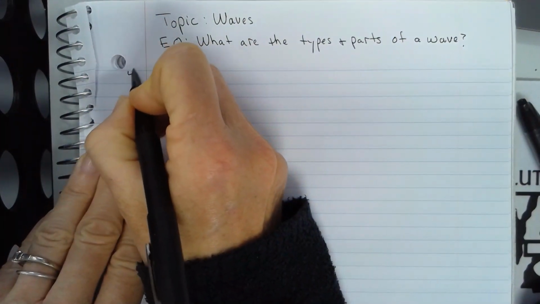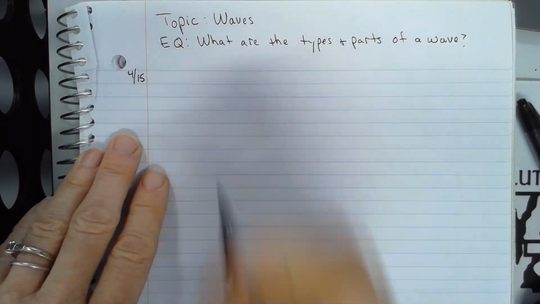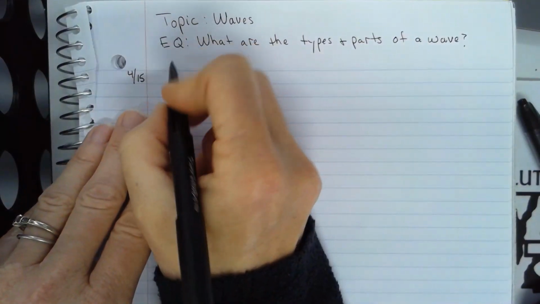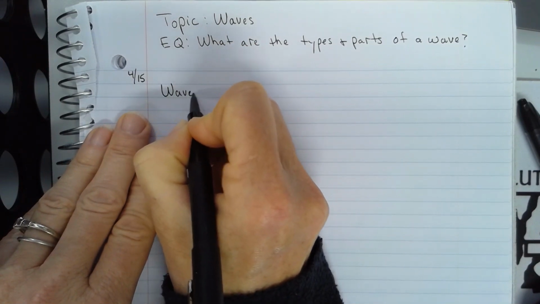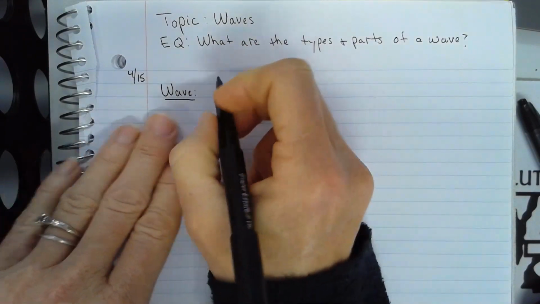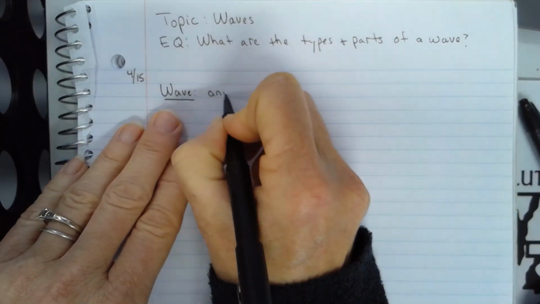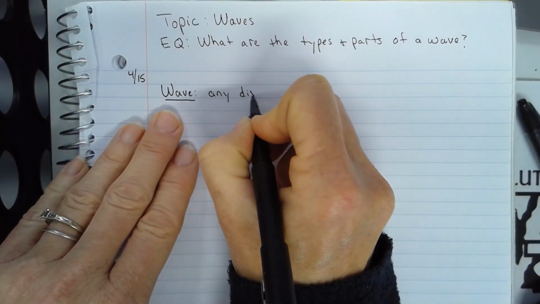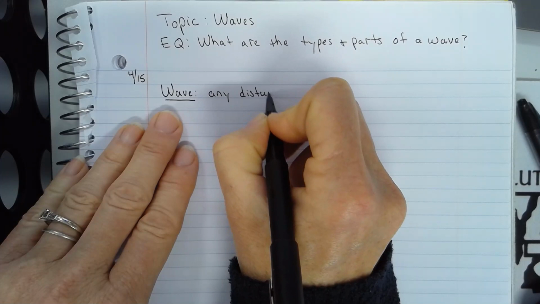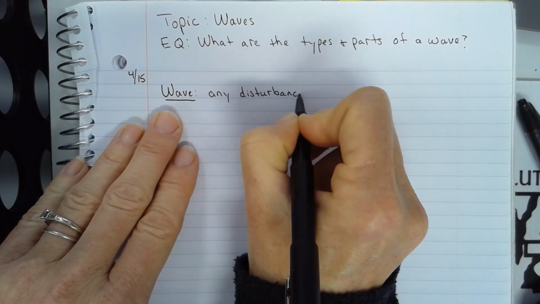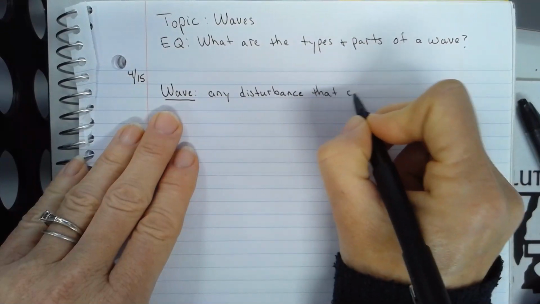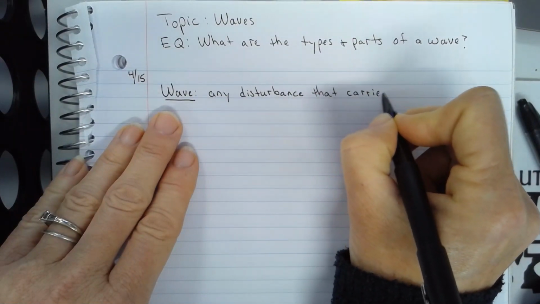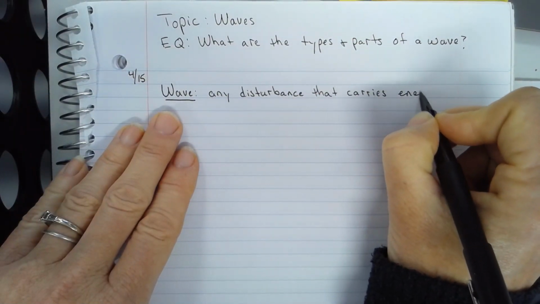Due to today's date. So let's first define what a wave is. Write neatly. A wave is any disturbance that carries energy.